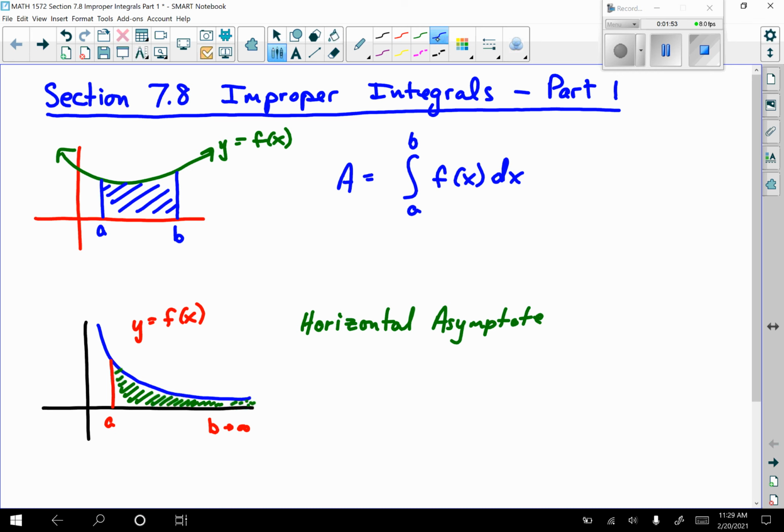So I would write this first. The area would be equal to the integral from a to infinity of f of x dx. But how do we work with this? Well, if b is increasing without bound, we bring limits back in to help us out. So we could rewrite this as the limit as b increases without bound of the integral from a to b of f of x dx. So just when you thought we were maybe done with limits, they come back in to help us out with another technique for integration.